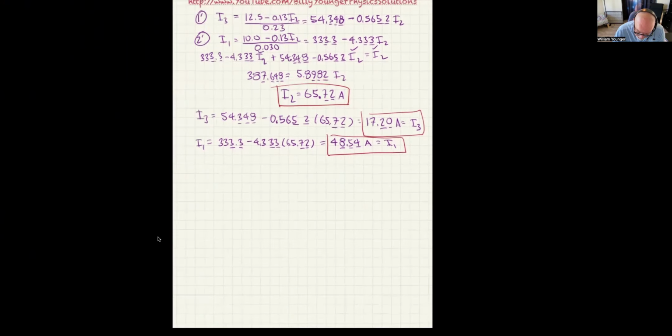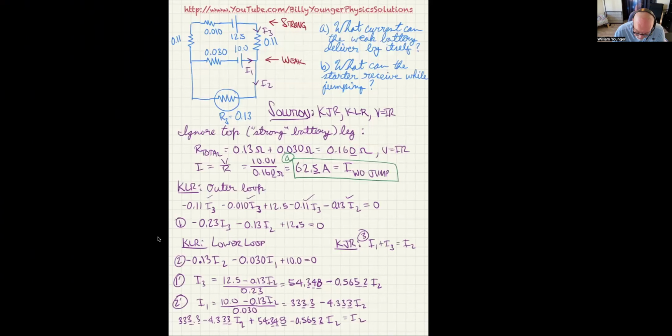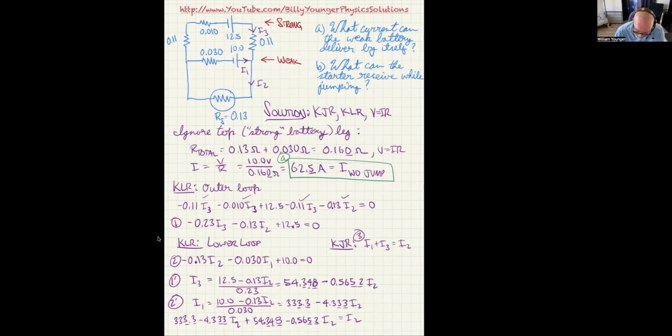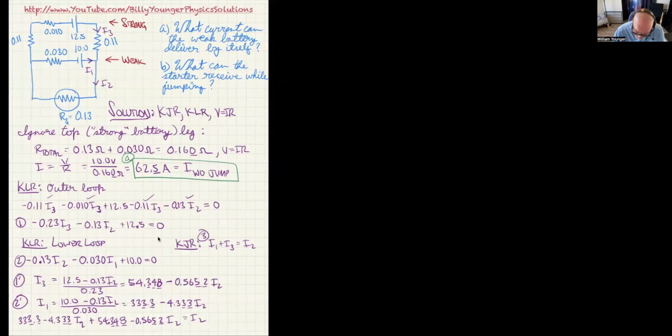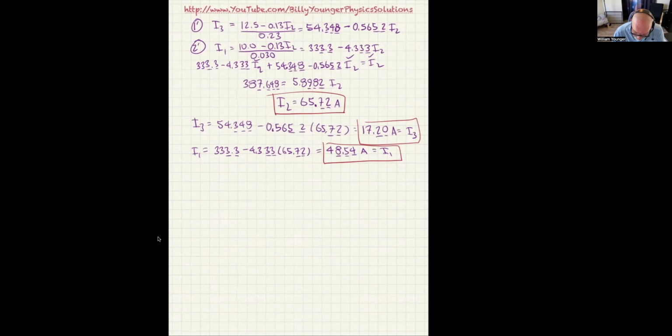65.72 amps. And if we look at our circuit, that I2 is what goes through the actual starter. So what went through the starter is a little bit bigger. 62.5 amps was what we got without the jumper battery, but what we got after the jumping battery was 65.72. So we went up by about 3 amps roughly. Not a huge amount, but maybe it's enough. Who knows? Now, even though the problem just asked for the current through the starter engine, why would we waste time and solve this whole circuit without finding out what the other currents are?